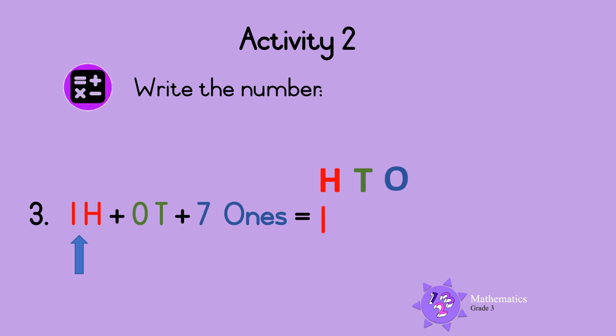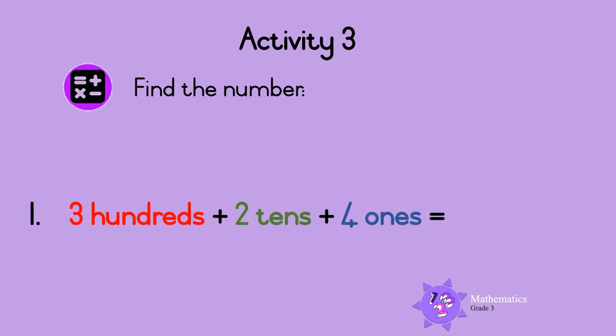The number has 0 tens, so 0 is in the tens column. Don't forget to write the 0. The number has 7 ones, so 7 is in the ones column. So the number is 107. Well done! Activity 3.